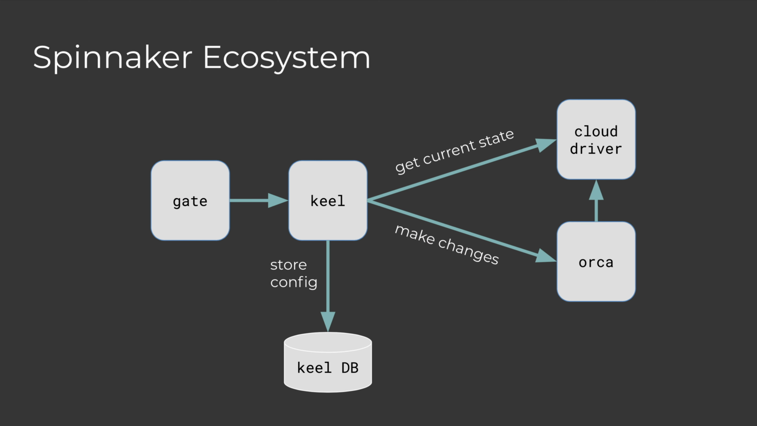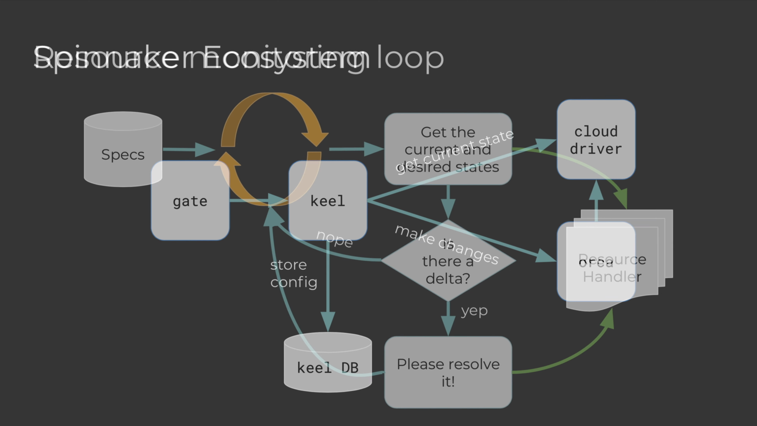Keel is a part of the Spinnaker ecosystem, which means that requests go through Gate into Keel. Keel has its own database where it stores its configuration. And then Keel speaks to CloudDriver to get information about the current state. And it talks to Orca to make changes, and then Orca talks to CloudDriver. So all part of the familiar ecosystem, we're using Spinnaker concepts.